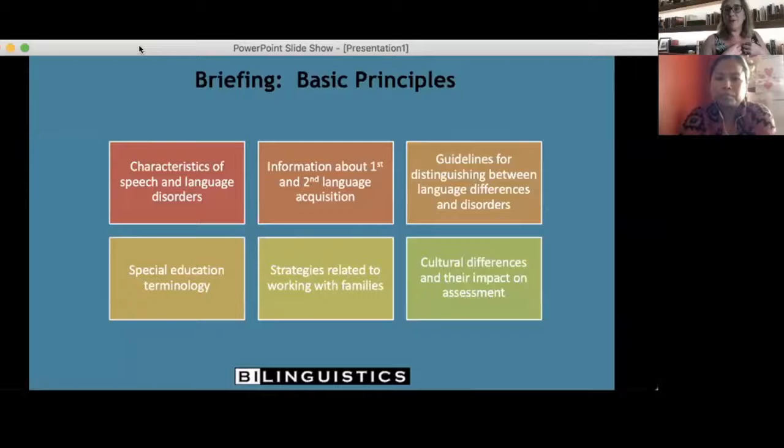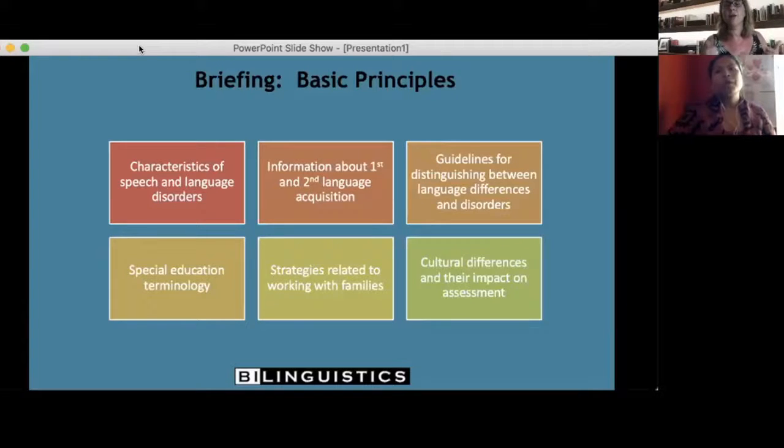I'm a speech language pathologist, and my job is to evaluate students and determine whether they have a speech or language impairment or whether they don't. For our children who come from other language backgrounds, what happens too often is that kids get labeled as language impaired or speech impaired when they're really not. When two languages interact, there are a lot of patterns that happen, and we need to think about what those are.